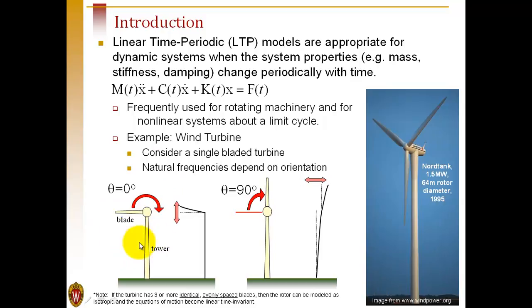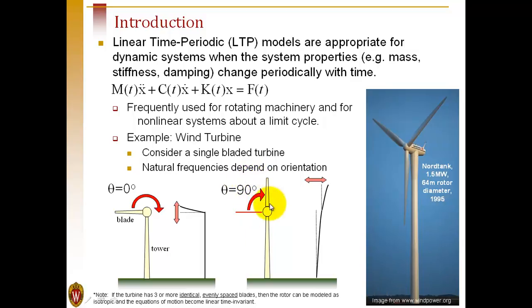Imagine the turbine when the blade is in this configuration, where we have flexibility in the blade and in the tower. At an angle of 0 degrees like this, the blade would bend in the vertical direction and it would pull axially on the tower. There'd be very little contribution there. And the stiffness of the tower wouldn't really enter in.